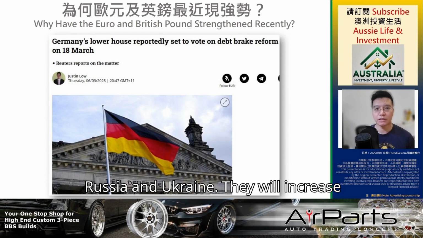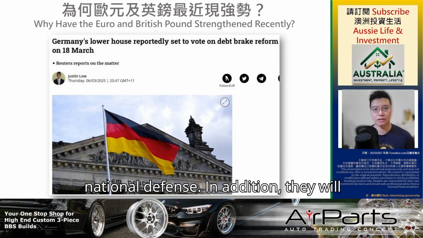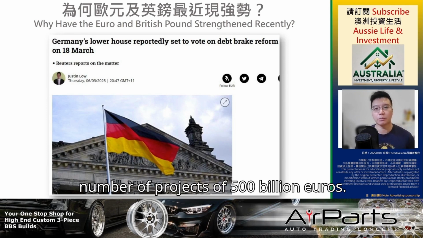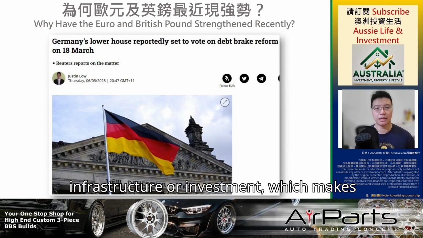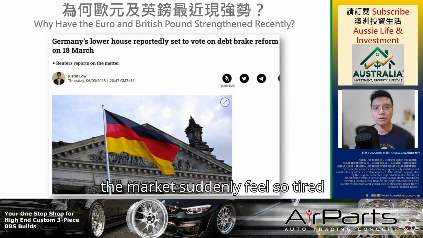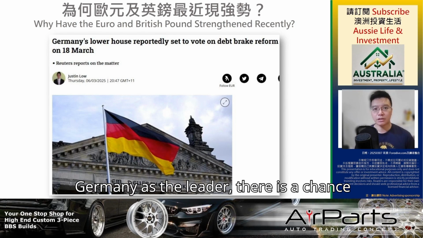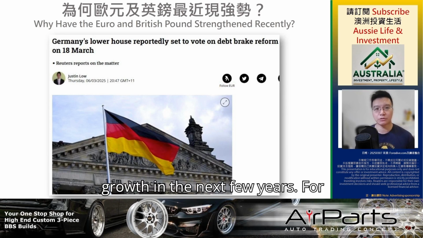They will increase defense spending, which is a requirement for national defense. In addition, they will also provide huge support for a number of projects of 500 billion euros in the next 10 years, whether in infrastructure or investment, which makes the market suddenly feel so optimistic. In the European economy, especially with Germany as the leader, there is a chance that these policies will lead to economic growth in the next few years.